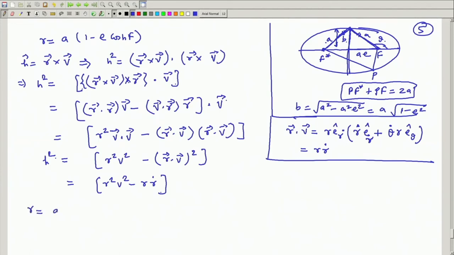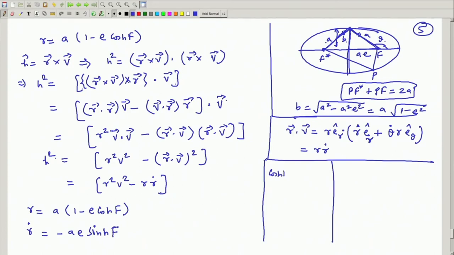Now, we take r equal to a times (1 minus e cos hyperbolic f). So, r dot will be equal to minus a times e sin hyperbolic f, where this hyperbolic function you may be aware of. I presume that you are aware of all these things. Cos hyperbolic f is (e to the power f plus e to the power minus f) divided by 2, and sin hyperbolic f is (e to the power f minus e to the power minus f) divided by 2. So, if you differentiate cos hyperbolic f, you will get sin hyperbolic f. So, we have here r dot, and together with f dot will come here.